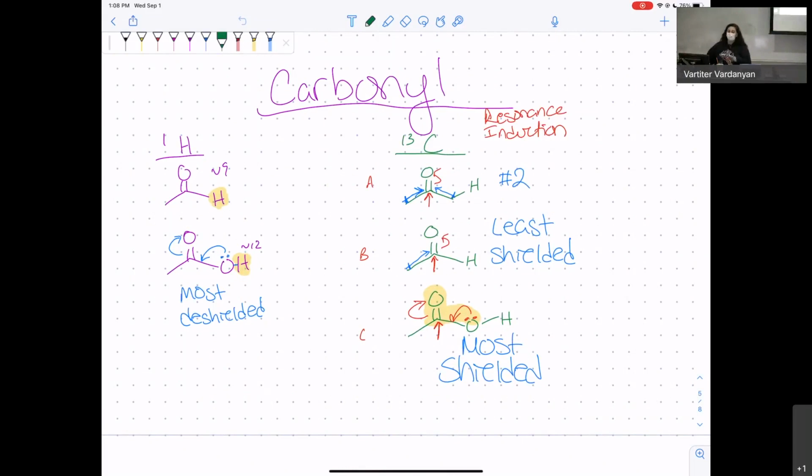Perfect. Yes. So resonance effects are stronger than induction effects. And we saw that on the carboxylic acids, it had the stronger resonance effect. And then this one had one inductive effect. This one had two. So we did definitely talk about that. What else?